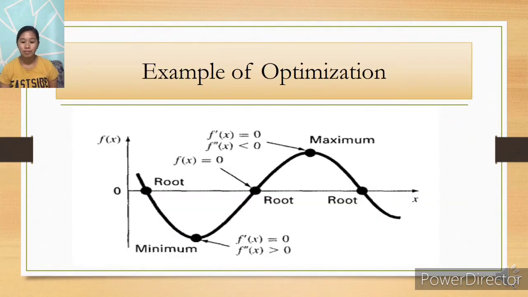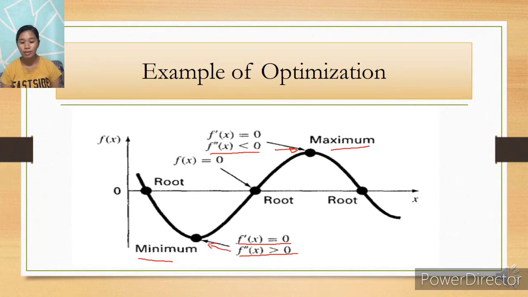For example, as you can see in the figure, the optima are points where the curve is flat. In mathematical terms, this corresponds to the x value where the derivative f'(x) is equal to 0. Additionally, the second derivative f''(x) indicates whether the optimum is a minimum or a maximum. If f''(x) is less than 0, the point is a maximum, and if f''(x) is greater than 0, the point is a minimum.